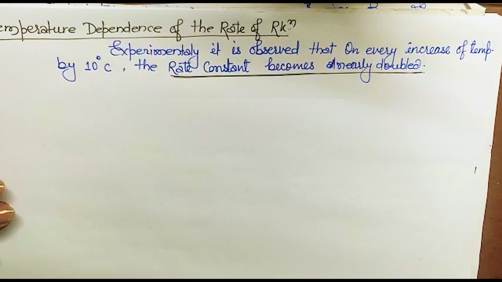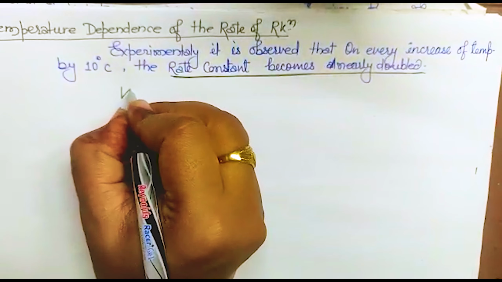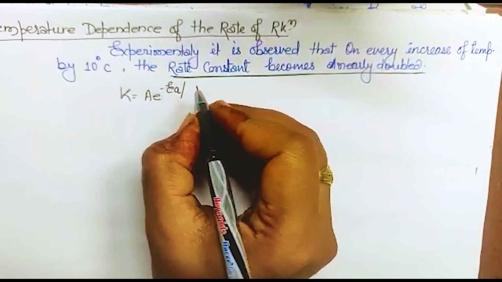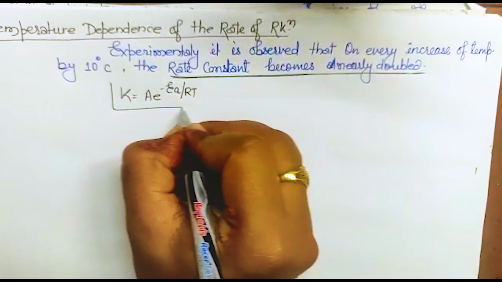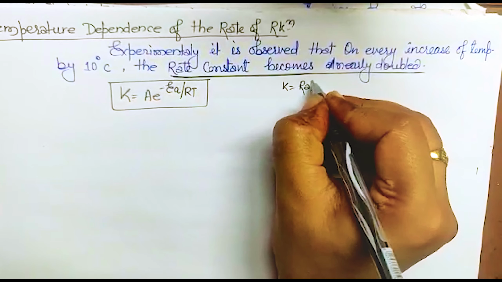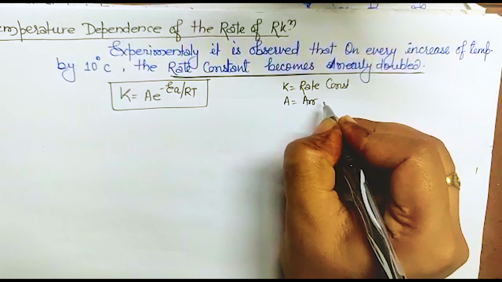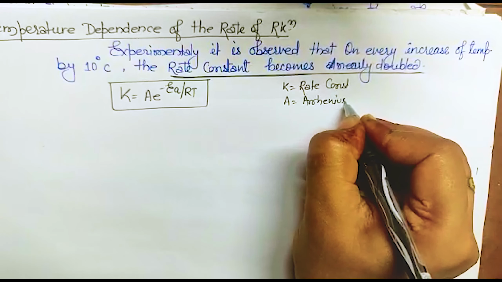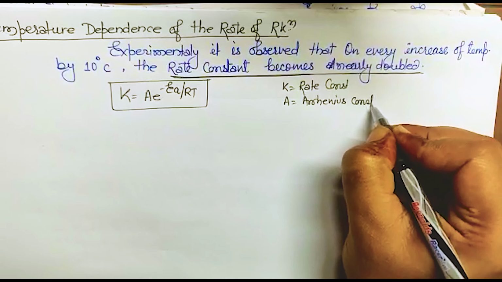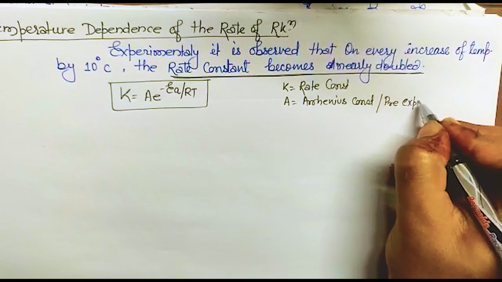So it increases like this, and it was given by the Arrhenius equation, and the Arrhenius equation is like this: K is equal to A e to the power minus activation energy upon RT. This is the Arrhenius equation, where K is the rate constant, and A is the Arrhenius constant. For each reaction the value of A will be given. It is also known as the pre-exponential factor.